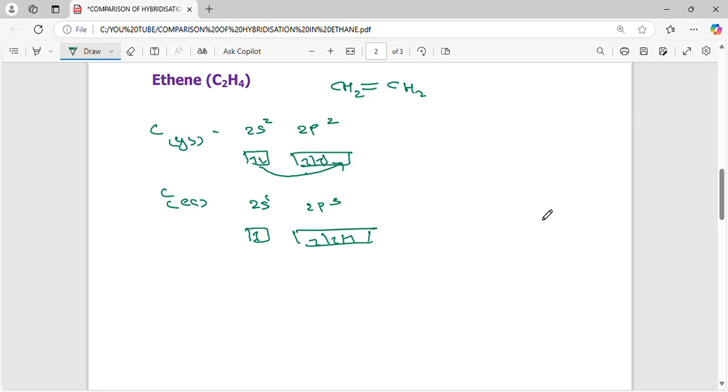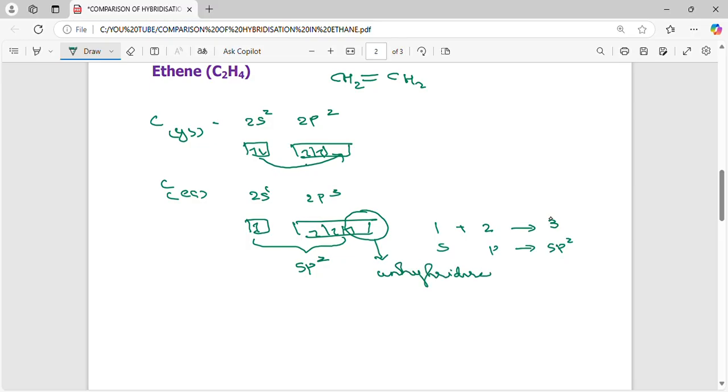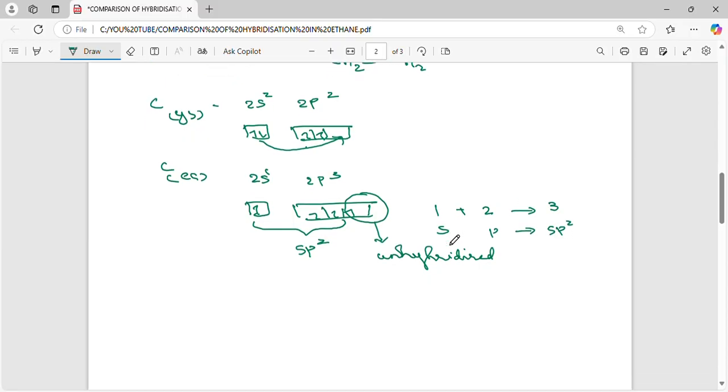And in ethene, the hybridization is sp2, not sp3, it is sp2. One s orbital overlaps with two p orbitals, leading to sp2 hybridization, which gives 3 hybridized orbitals. It means the last p orbital is not participating in hybridization, so that last p orbital is called an unhybridized p orbital. The remaining 3 are called hybridized orbitals, which are sp2.